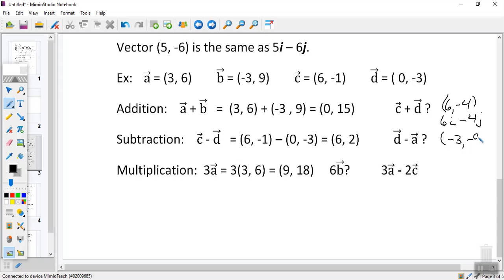What if I wanted to put it in this new vector form involving i's and j's? Negative 3i, comma negative 9j. So negative 3i minus 9j.